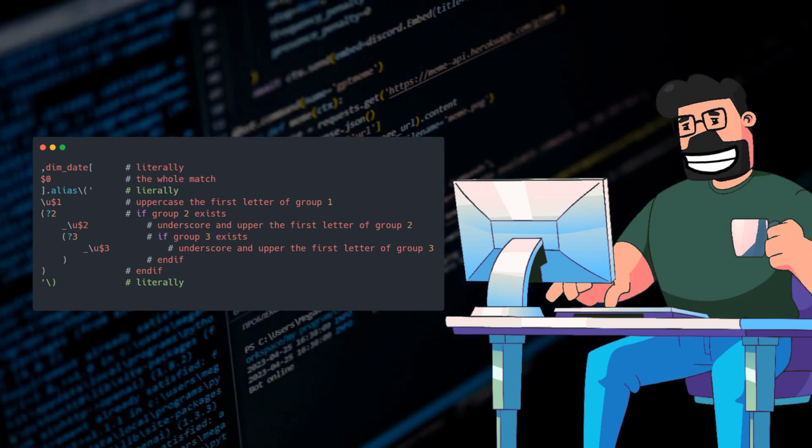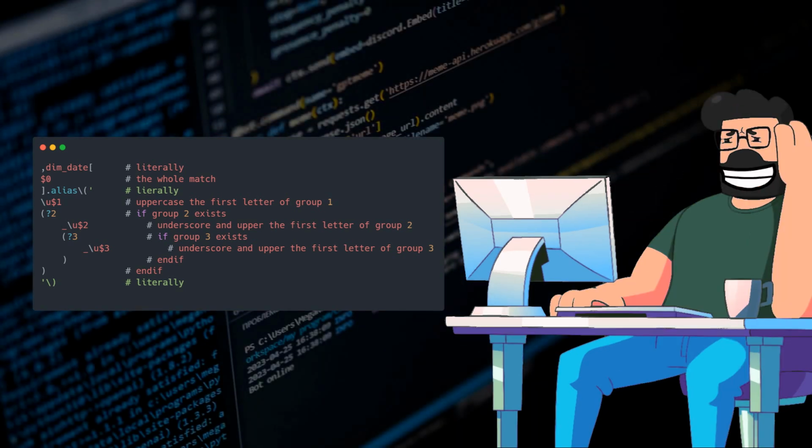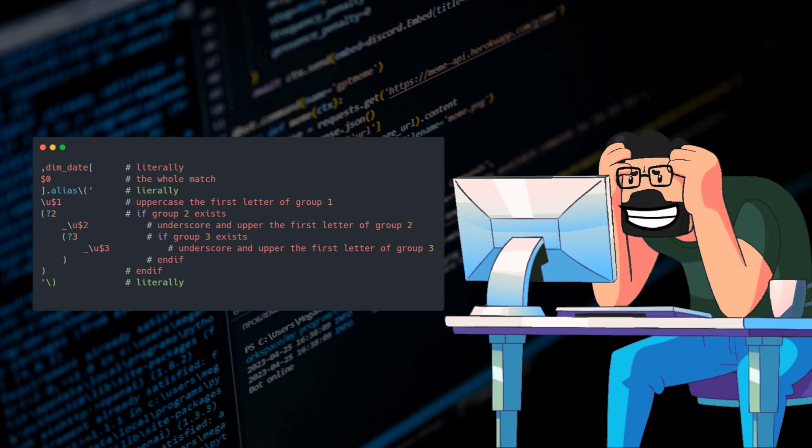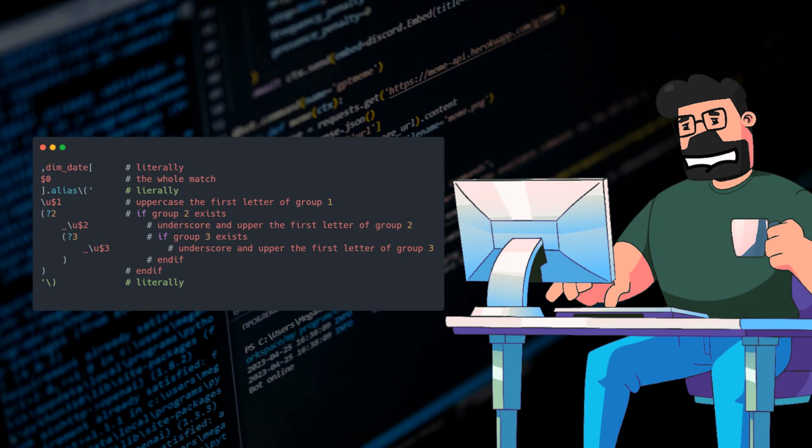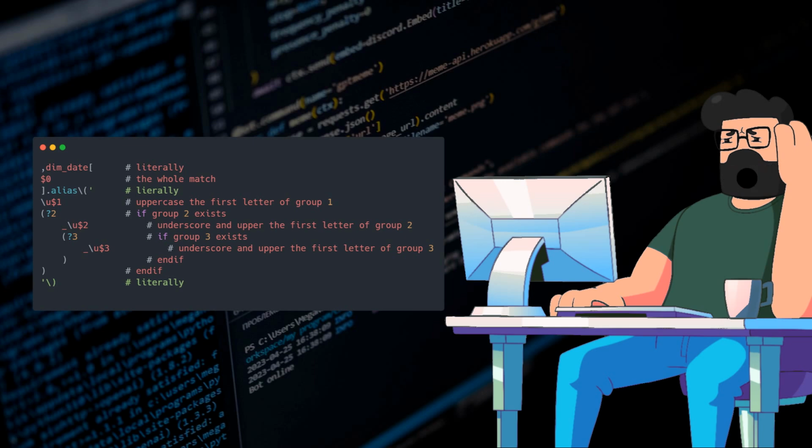Moving on to the solution, we have a detailed replacement pattern that utilizes backreferences to the capture groups from the find pattern. The key part here is the \u modifier, which capitalizes the first letter of each captured group. Additionally, the replacement pattern includes underscores between the capitalized words where necessary to match the desired output format accurately.